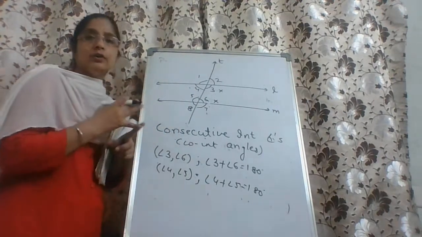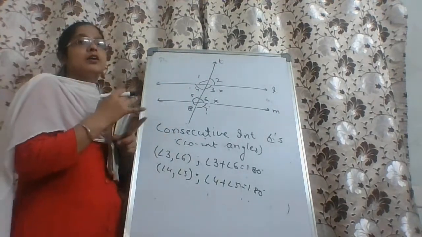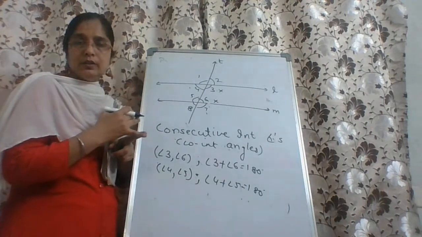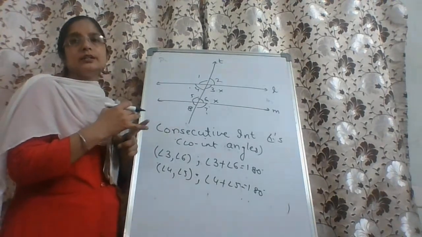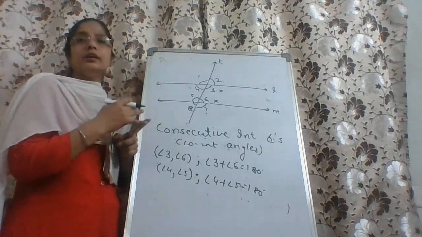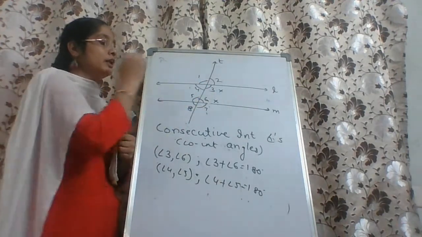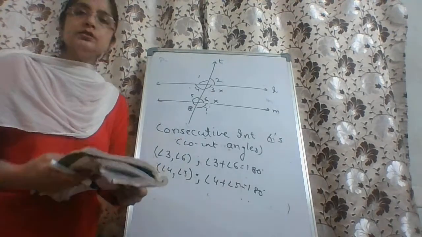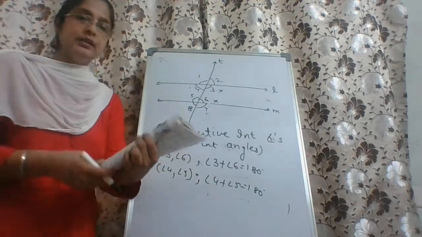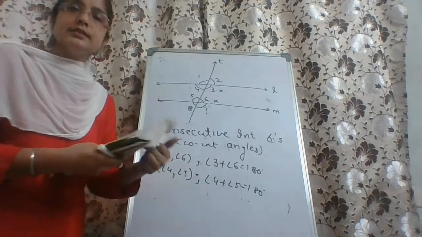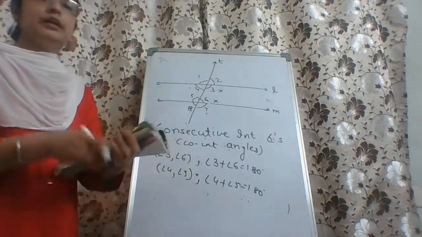So what we have concluded, we again repeat: corresponding angles are always equal, alternate interior angles are always equal, alternate exterior angles are always equal, and consecutive interior angles, which we also call co-interior angles, their sum is always 180 degrees.